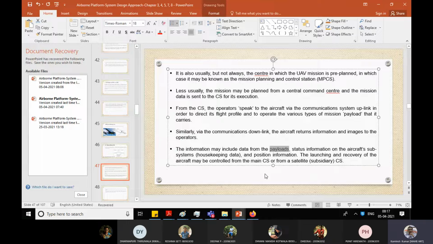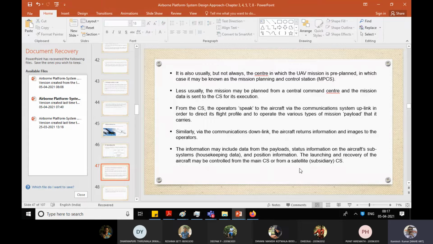Another thing, like launching and recovery of the aircraft, will also be controlled from the CS, because that is the main thing, either by radio or maybe satellites. If satellites are there and you are flying beyond the radio communication system, then you can go ahead with this. Otherwise, you have limited options.